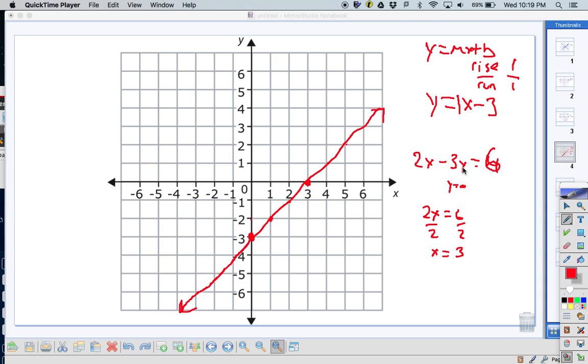And then to find the y-intercept, I know that x is 0. So this time, x is 0. That means 2x is 0, so I'm left with negative 3y is equal to 6. Divide both sides by negative 3, and y ends up being negative 2. So on the y-axis, I go find negative 2, which is right there. And then I'm going to connect those dots with a nice straight line.